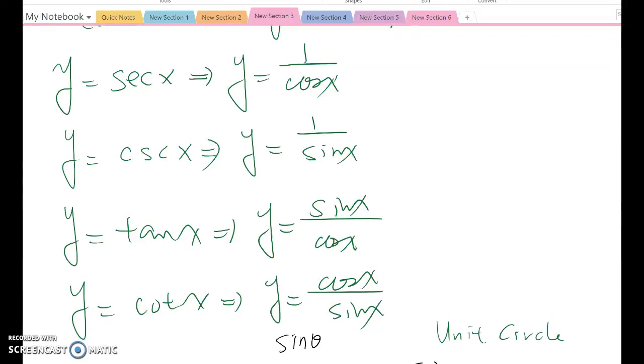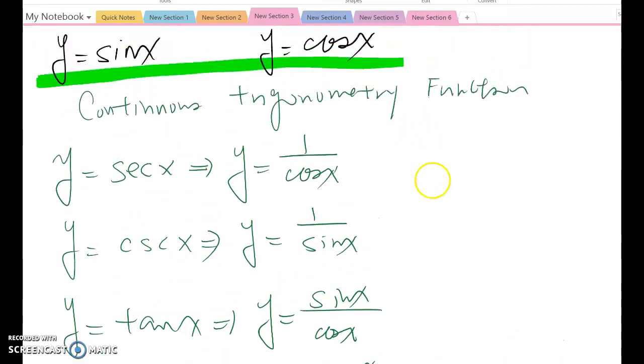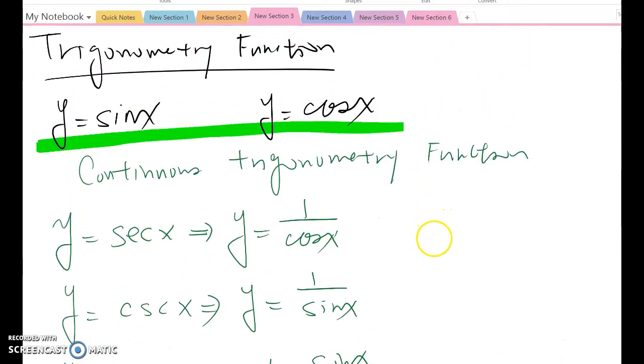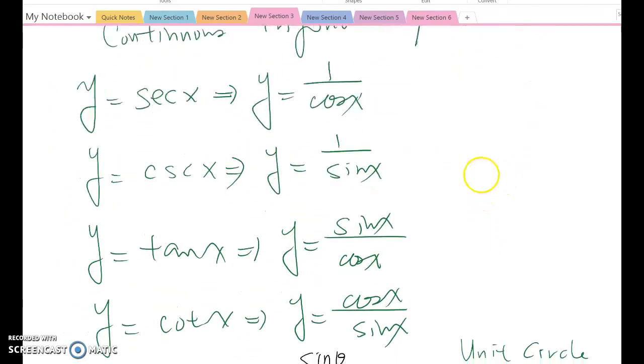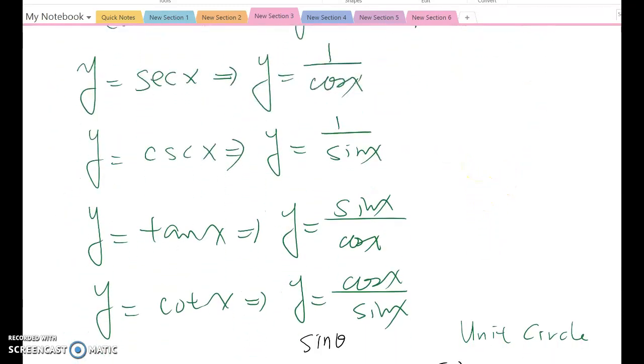Then let's come back to trigonometry functions here. As we discussed before, sin x and cosine x are continuous functions. So for those two functions, we can find the limit anywhere. However, if the function is among the four other functions, then we need to check for undefined cases.